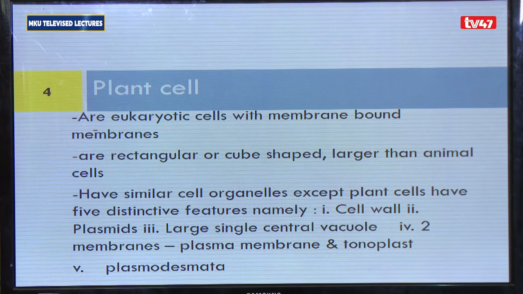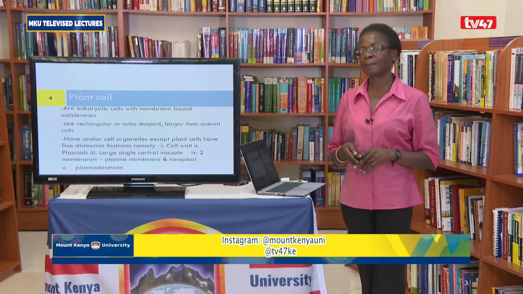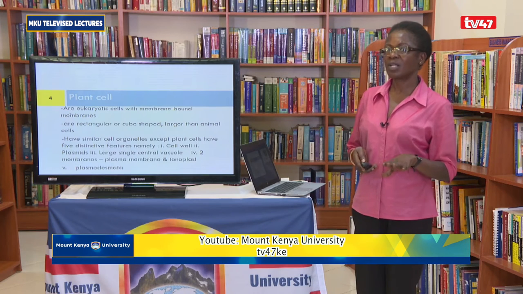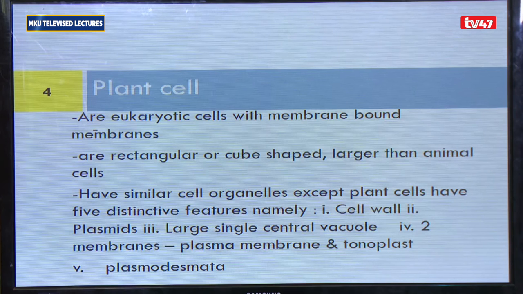They have plastids. Plastids are basically small spherical structures that are found in the cytoplasm of the plant cell. There are generally three types of plastids, the chloroplasts, the leucoplasts, and the amyloplasts. Another distinguishing feature is that plant cells have a large, centrally placed single vacuole. And this vacuole is also surrounded by a membrane, which takes us to the other distinguishing feature of the plant cell, that they have two cell membranes.